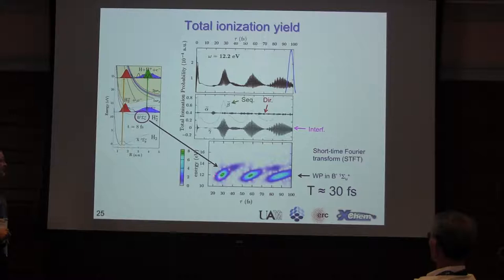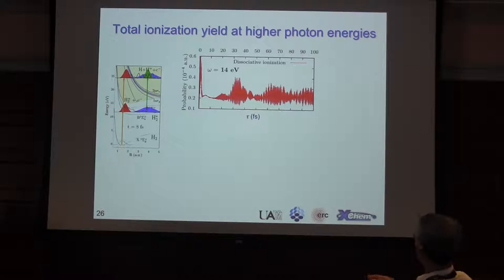So with this procedure, we are able to see that a nuclear wave packet moves, we see the frequency of this motion, and we know precisely in which state it is produced. Well, this is nice, but it's not so interesting because we only excite one state, so it's much richer to see if we use higher photon energies so that we can excite several electronic states.